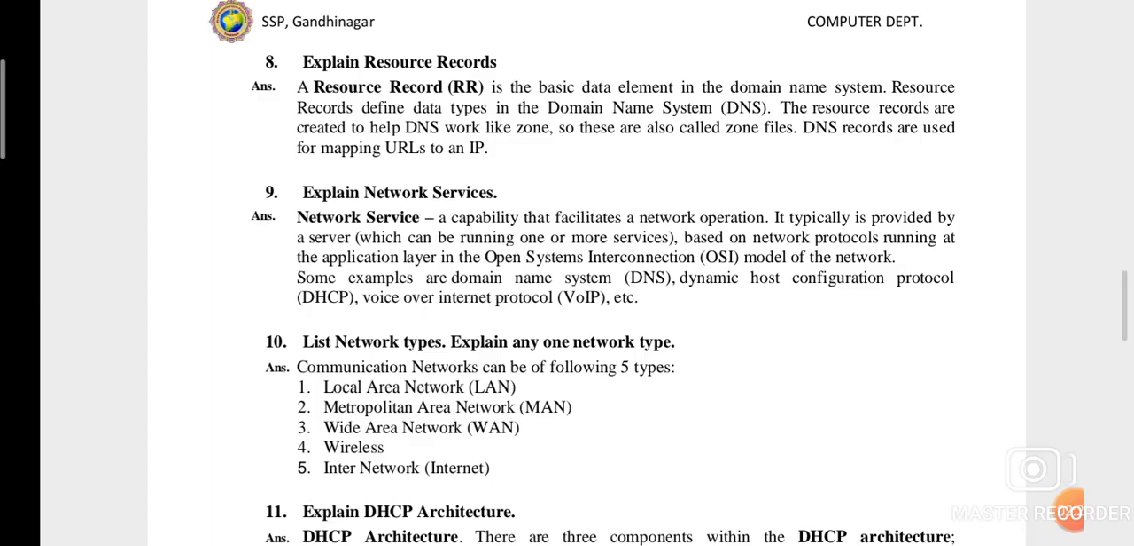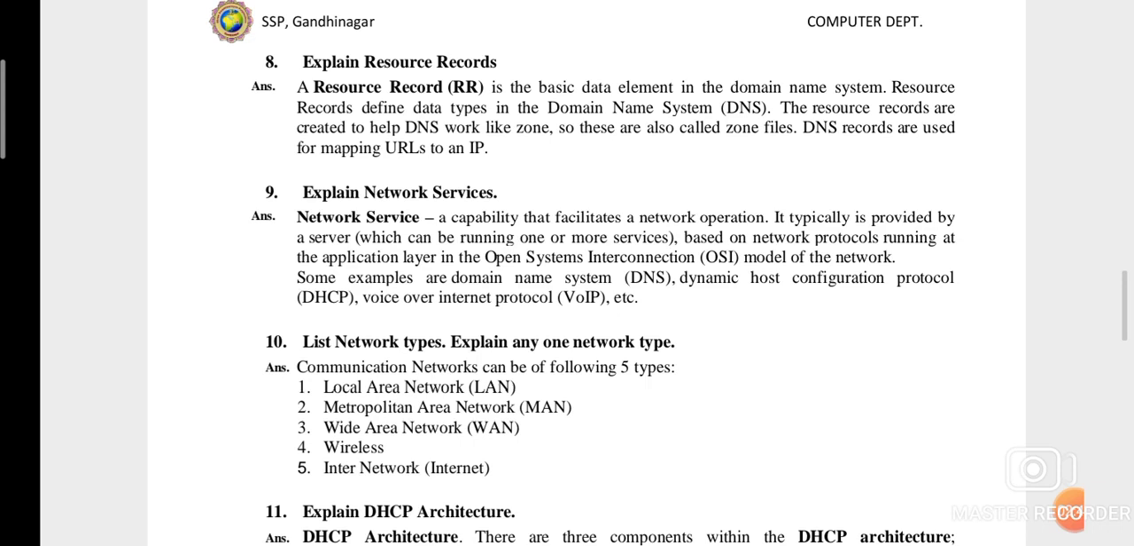Some examples are the domain name system, and first of all DHCP. DHCP stands for dynamic host configuration protocol. Then voice over internet protocol, it means VoIP, and so on.